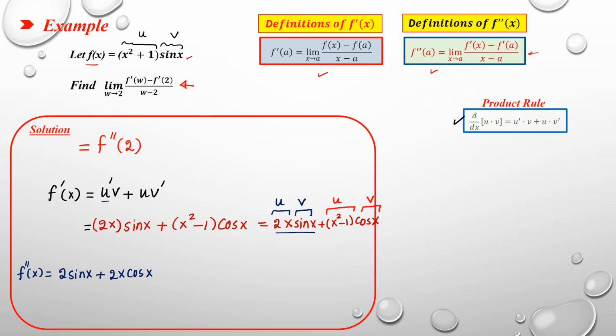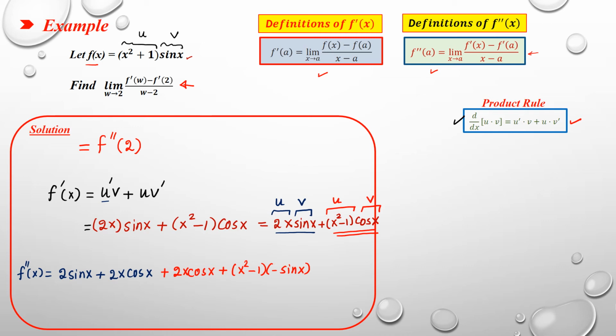So we did the first function, then plus, for this function you have to use the same product rule: u prime, 2x, times v, which is cosine x, plus u, x squared minus 1, multiplied by v prime, which is negative sine x, because the derivative of cosine x equals negative sine x. No need to simplify because you have to replace x by 2.